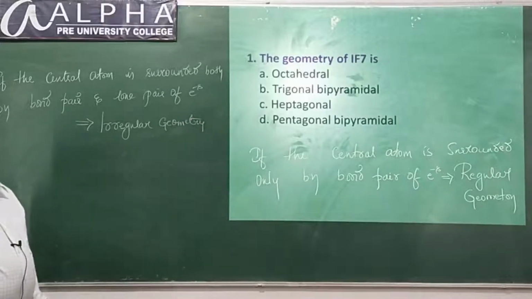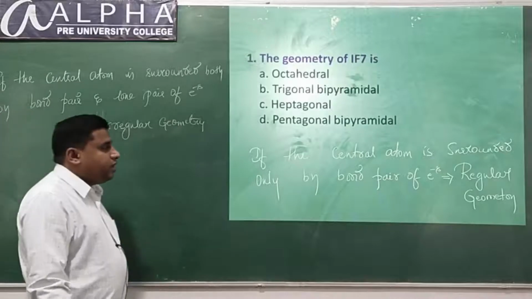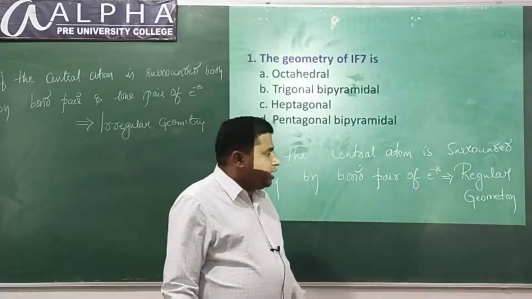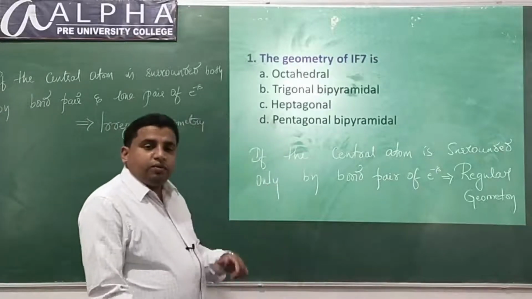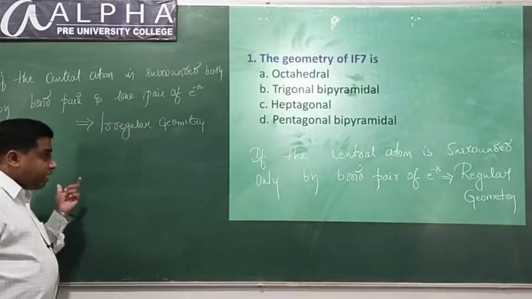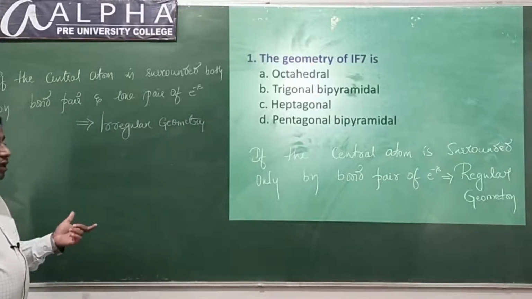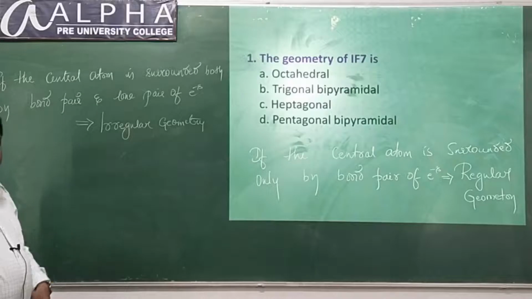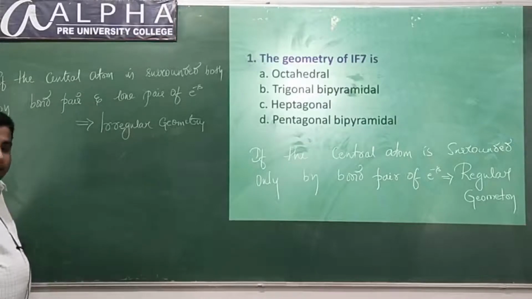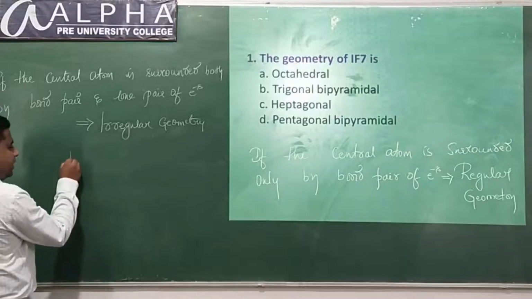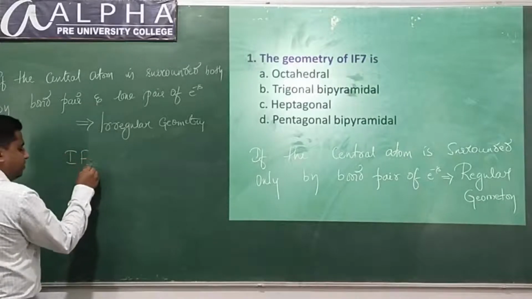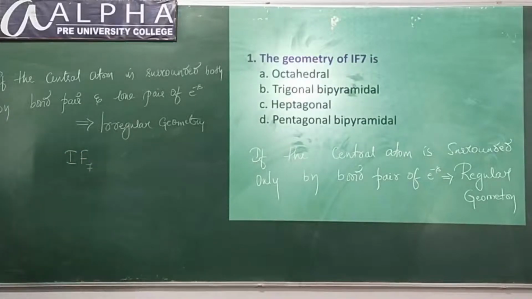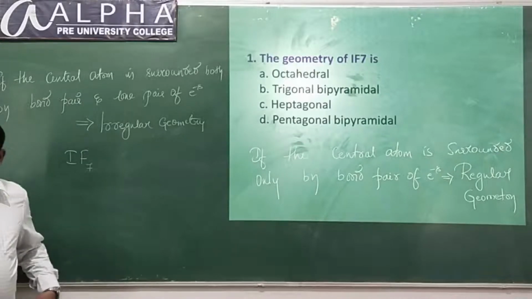IF7 is what type of geometry? Is it a regular geometry or an irregular geometry? If it is a regular geometry, then the hybridization will be as usual as I had written before. If it is an irregular geometry, then it is slightly different. Are you getting my point? So look at IF7. What type of geometry is it?